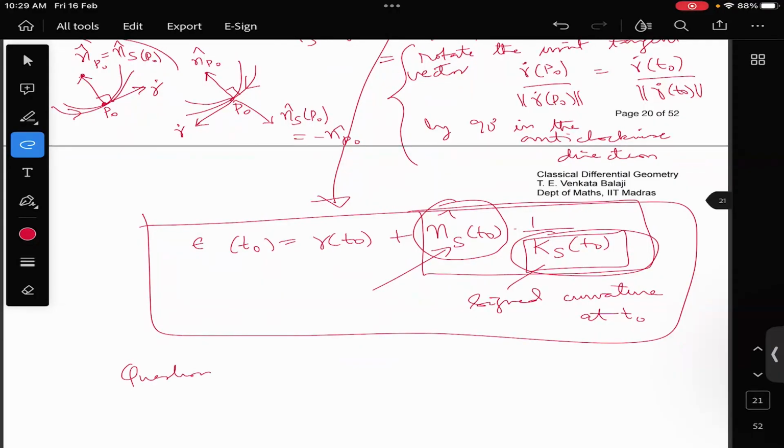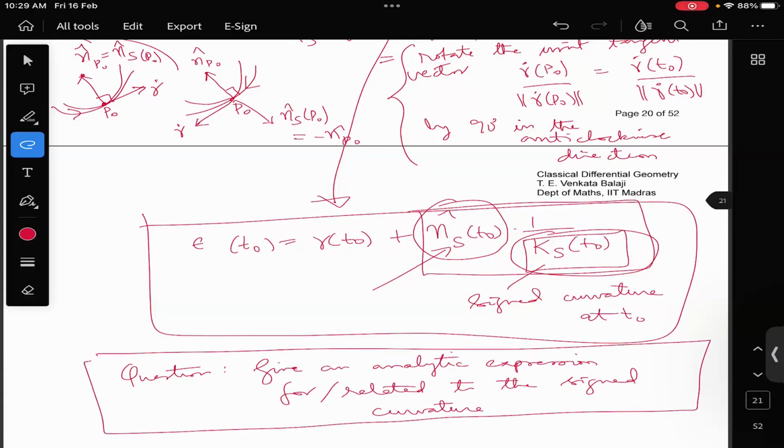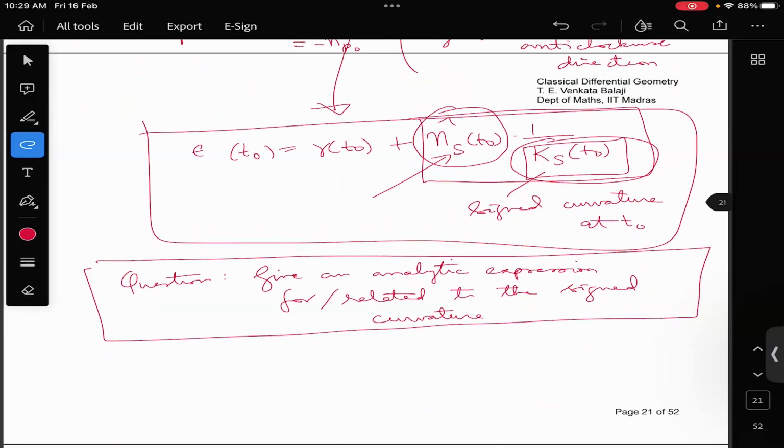So I'll write this question. So the question is, give an analytic expression for or related to the signed curvature. Okay, and this question is what we want to answer next, and it is going to help you to answer many other things.